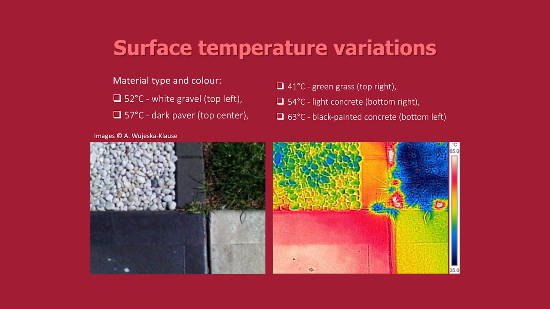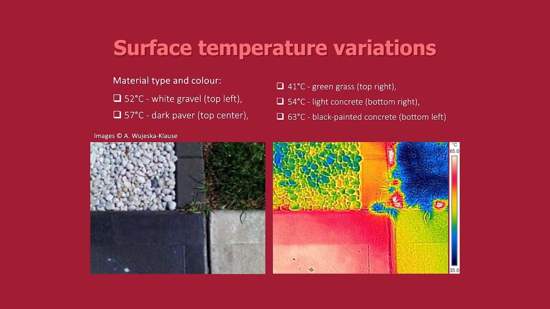At the top, you have the temperatures that are extracted from those thermal images. And here is the thermal image that shows you really how they appear when the image was taken. The scale shows you in blue low and in red and white high surface temperatures. And you can see that the white gravel and the light concrete, they had very similar color. They were around 52, 54 degrees.